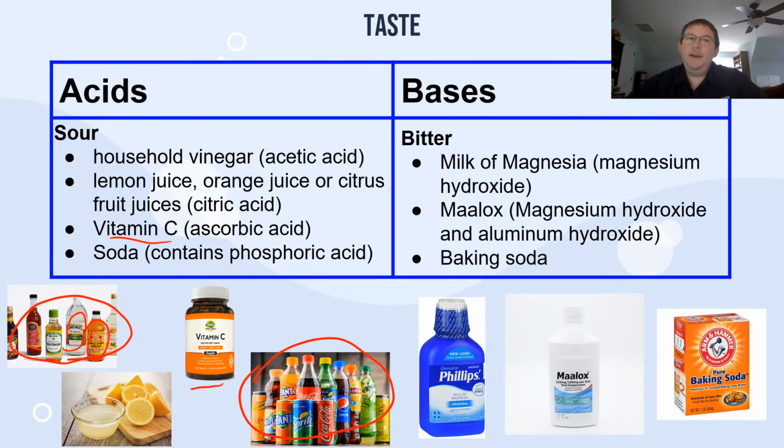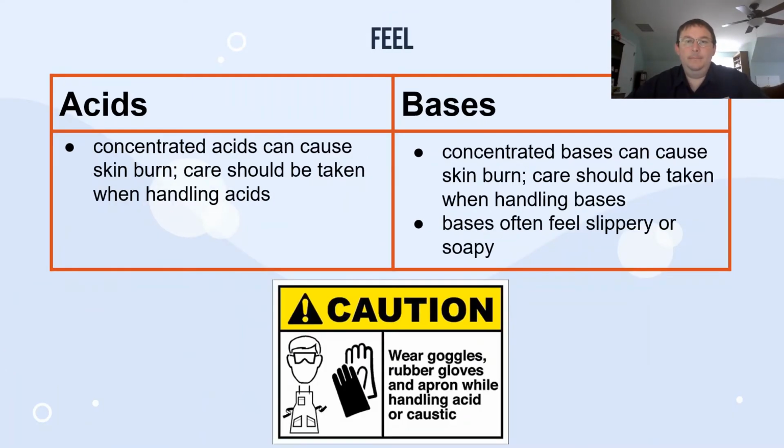So I forgot to mention, do not go tasting things just to see if they're an acid or a base. That's not what I want you to do. These are just some common things that you may have tasted before. Do not go tasting things. It can hurt you. Concentrated acids and concentrated bases can cause skin burns, which is why we should always wear gloves, an apron, and goggles when we handle acids or bases.